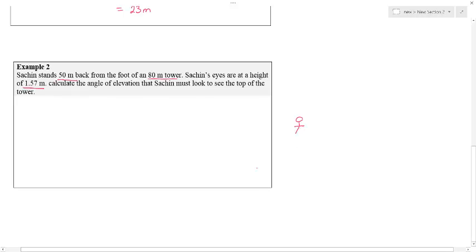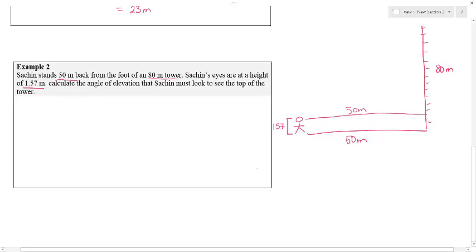So this stick person is Sachin. Her eyes are 1.57 meters from the ground. She's standing 50 meters back from the base of the building. The building's about 80 meters high. So what we're going to do here is move this 50 meters up to her eye level.